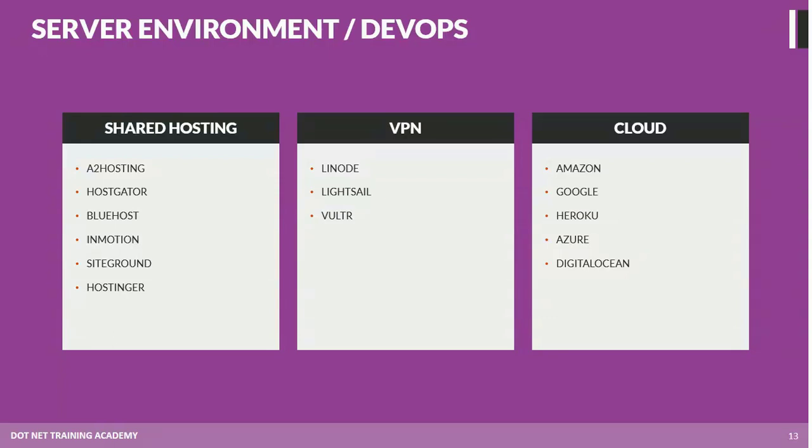VPS means they will give you a dedicated machine. They don't do any other stuff. The only thing they do is allocate some memory, RAM and SSD for you, and also the OS, operating system. And you need to install, map your domain, and host everything manually.